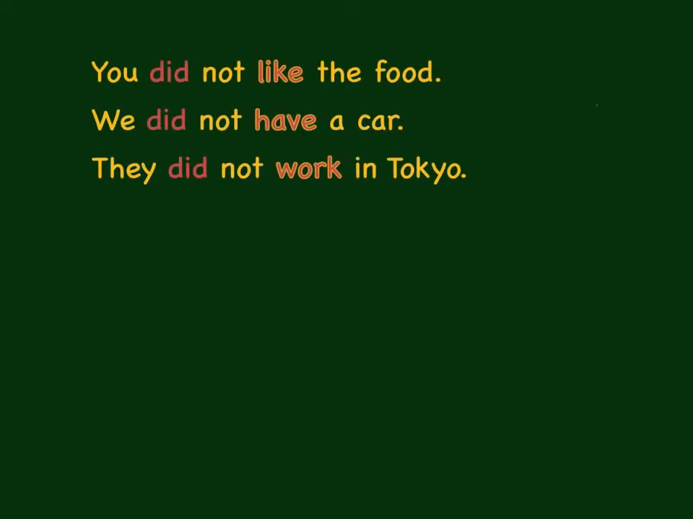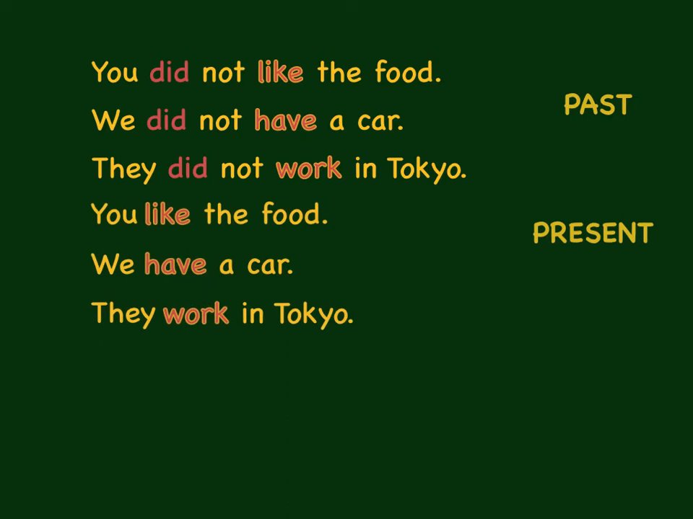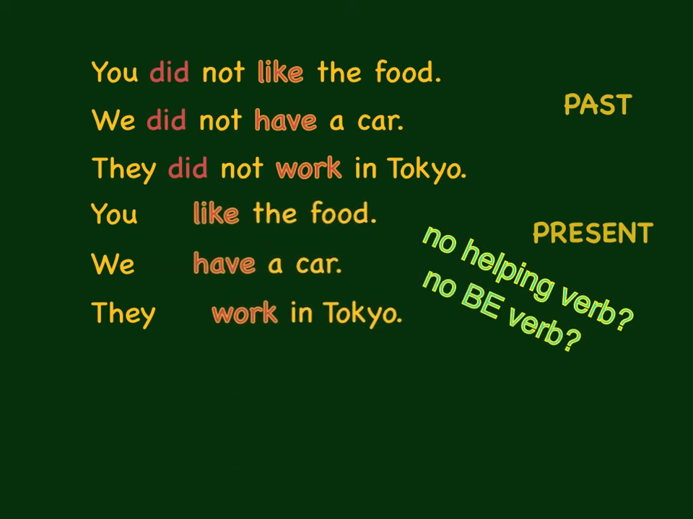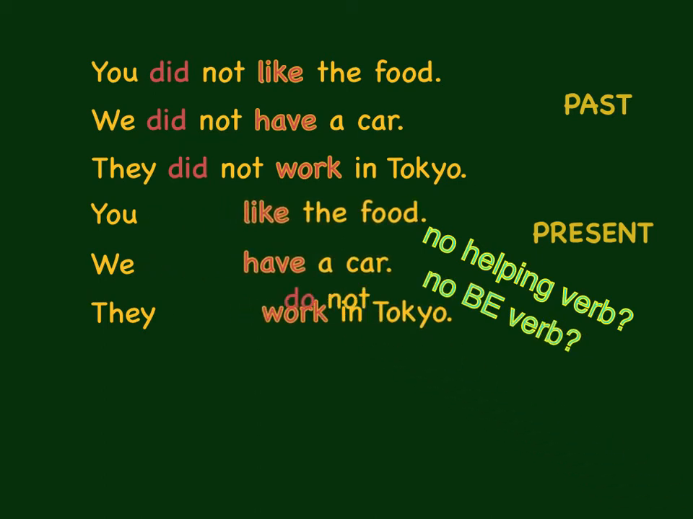Let's use the patterns from the past tense to make present tense negative sentences. First, we have 3 negative sentences in the past. How about the present tense? Here are 3 regular sentences, and to make these negative where there's no helping verb or verb to be, did changes to do, present tense.